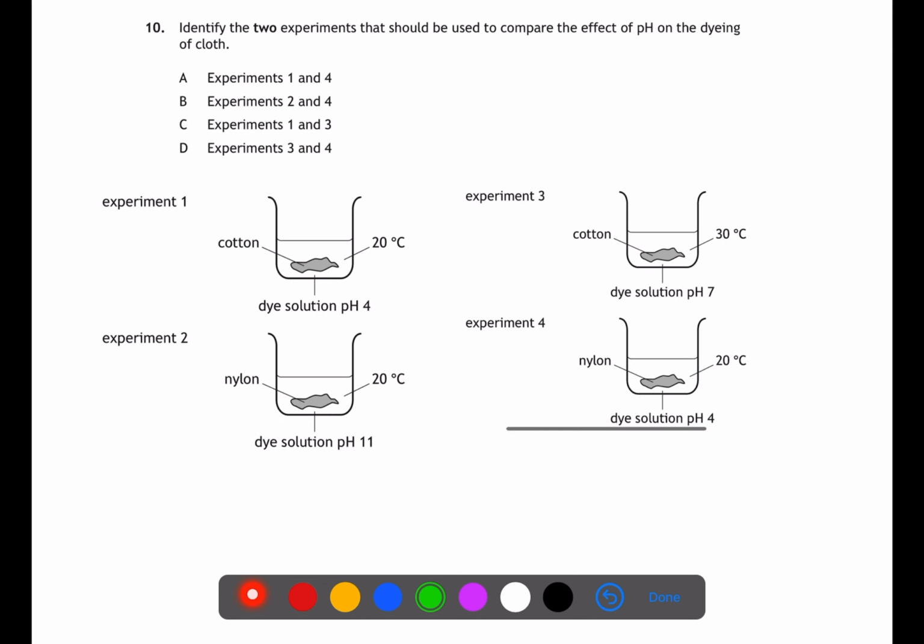Question 10 looks at the same experiments. We are to compare those for the effect of pH on dyeing cloth. This means we need to keep the temperature constant, so we can eliminate experiment 3, which is at temperature 30 degrees, whilst the rest are at 20. We also need to keep the fabric constant, which means we can eliminate experiment 1, which is cotton, where the other 2 are nylon.